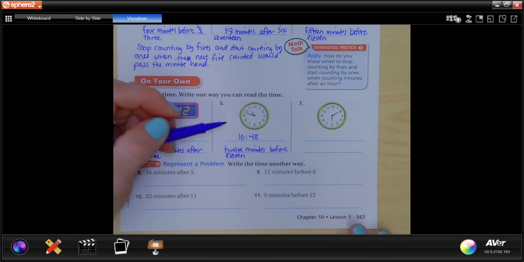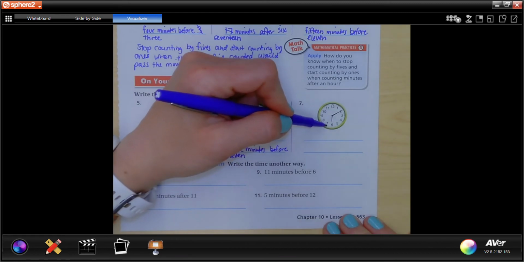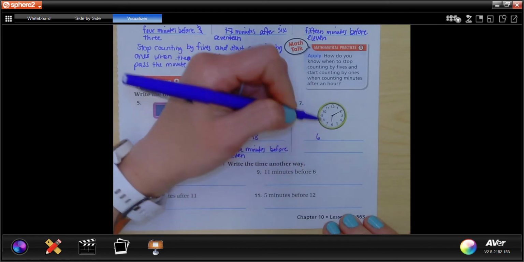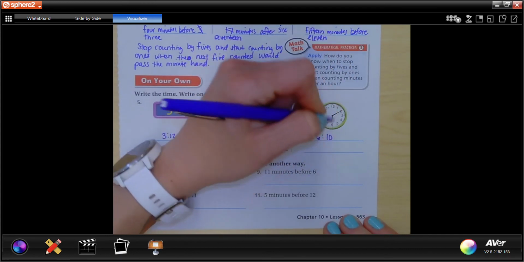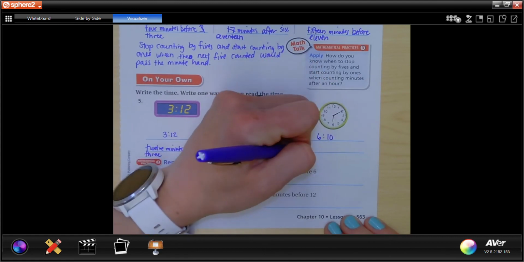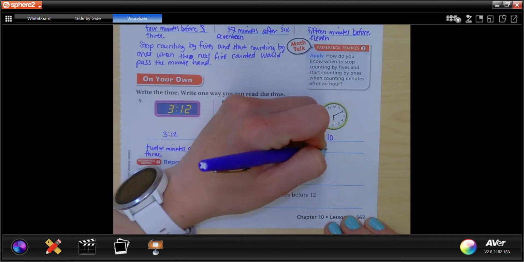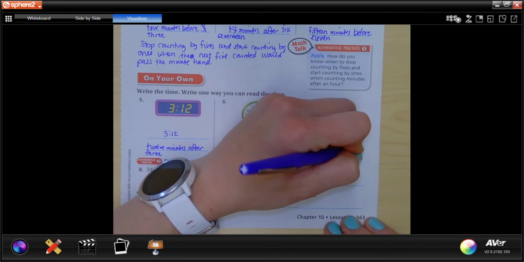All right, number 7. Well, it's between the 6 and the 7, so it's 6, count by fives, 5, 10, 6:10. Because it's before 30, we can say it's 5, 10 minutes after 6.